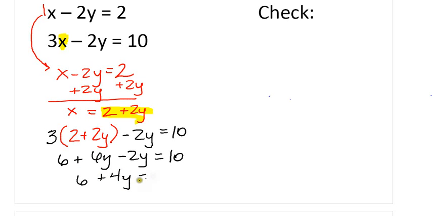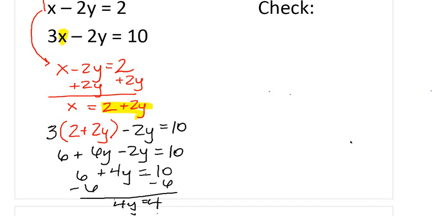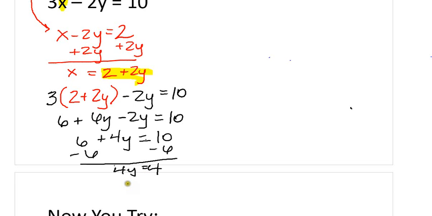It's a two-step equation. Divide both sides by 4. y should be equal to 1. So here I think y will be equal to 1.